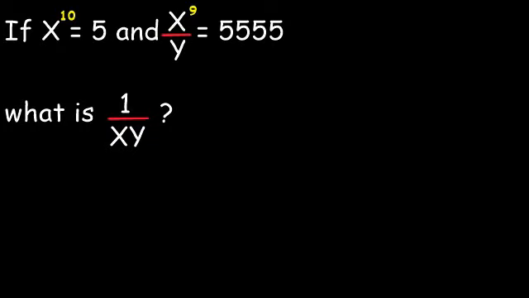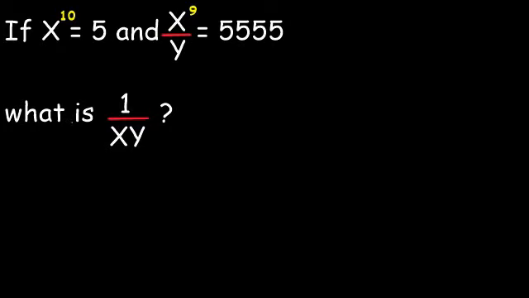If x raised to the power of 10 is equal to 5 and x raised to the power of 9, all divided by y, is equal to 5,555, what is the value of 1 over x times y? So how can we solve for this in this problem?